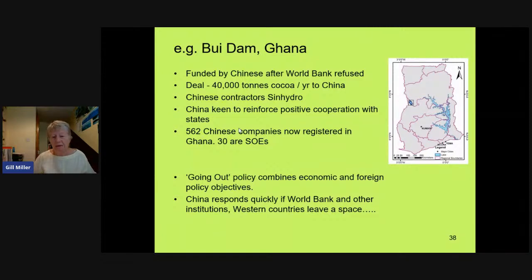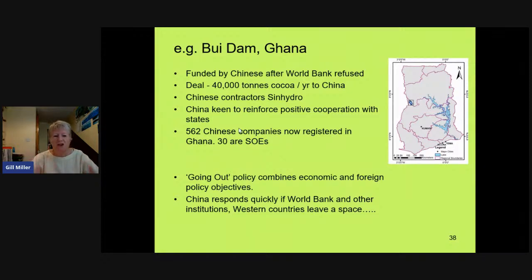Here's an example of the Bui Dam in Ghana, which is an opportunity. This is an example where China jumped in where we, as the West, refused, because Ghana asked the World Bank for money to develop the Bui Dam. It's in the west of Ghana there. And the World Bank refused. So China jumps in. The deal was, we will invest in the Bui Dam if you will guarantee to give us 40,000 tons of cocoa per year. China loves its chocolate. And so in come the Chinese contractors. They can develop companies now building on the power which has been produced by Bui, and so everybody benefits.